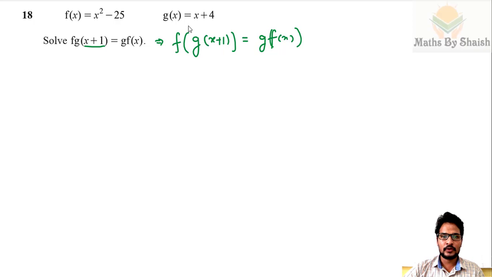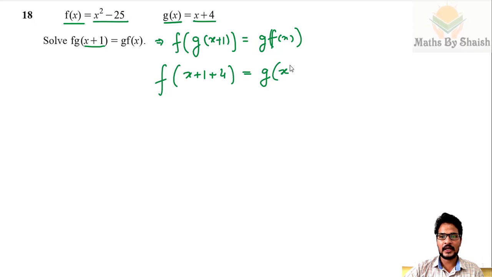So if the input for the function g was x, then it was x plus 4, the input plus 4. So here the input is x plus 1, so the output would be x plus 1 plus 4 equals to, now again, g of input for, now we have f(x) as x square minus 25, so it is simply x square minus 25.